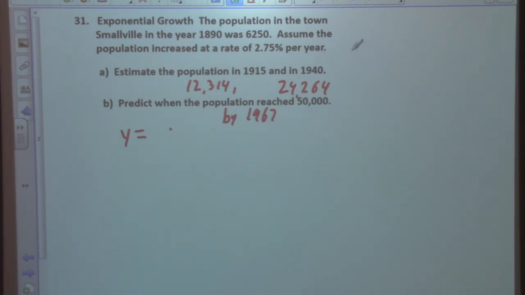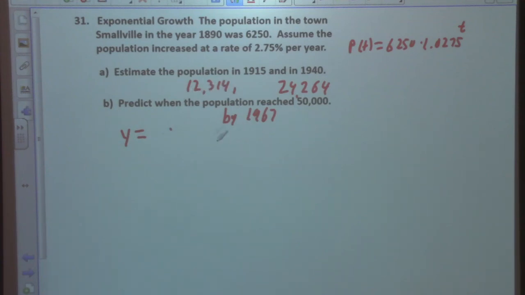But what it is, you have P of T is equal to 6250 times 1.0275 to the power of T. And then if you just plug in, and then Kayla, how did you do this? So that's how you would do this problem here.